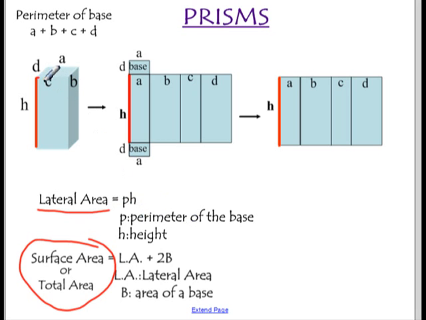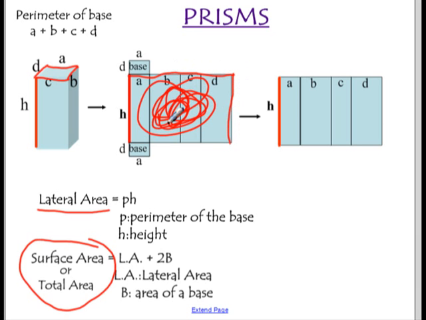The perimeter of the base, if you look at this base, you see it's that side, that side, that side, that side, and that side. And when you unwrap it, you notice that those four sides multiplied by the height actually give you this rectangle in here that I'm coloring all over. That actually makes one big rectangle.